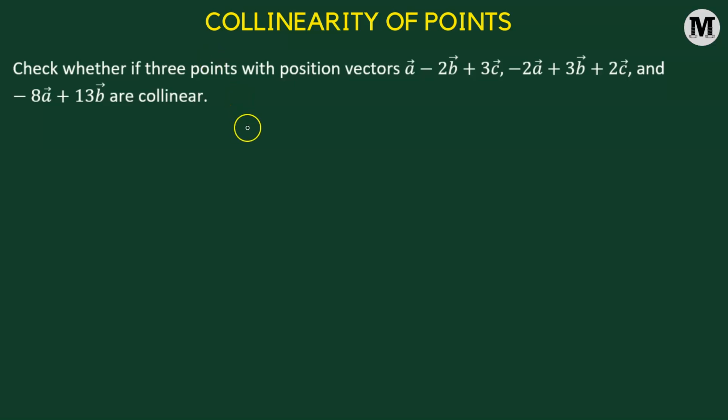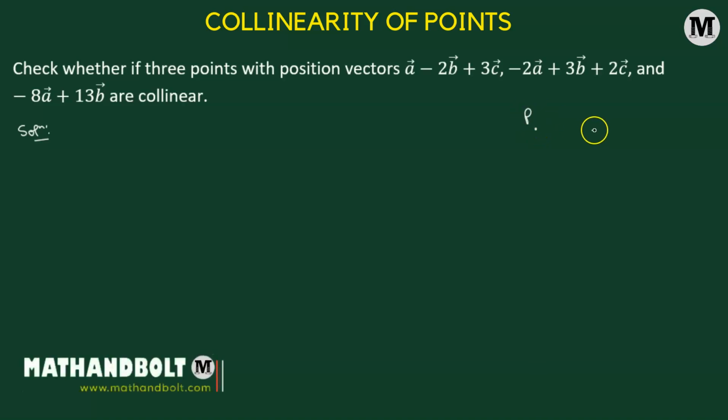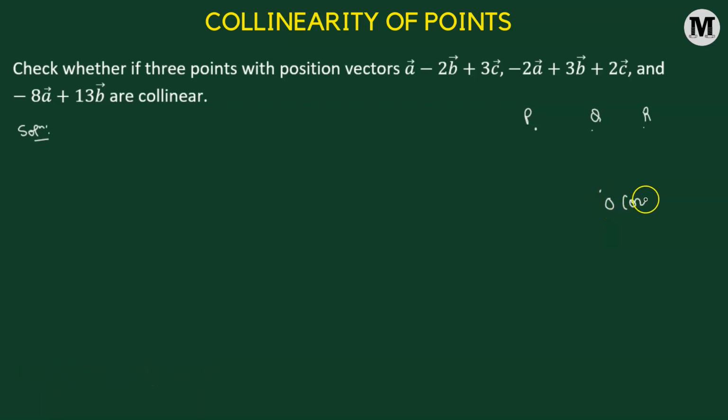So in this problem, we'll need to check whether the 3 points whose position vectors are given are collinear or not. Okay, let us begin. So first, we'll consider 3 points. Let's say that the points are point P, point Q, and point R. Then we're also going to consider another point O, which is going to be the origin of some coordinate system.